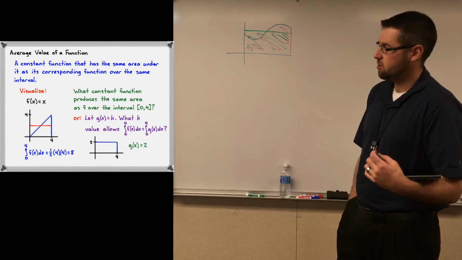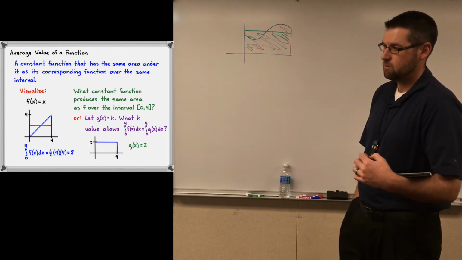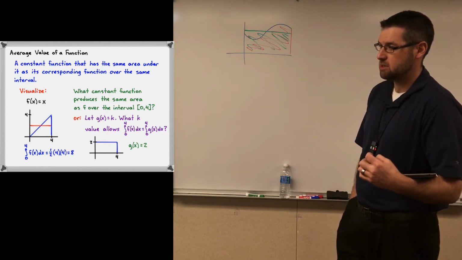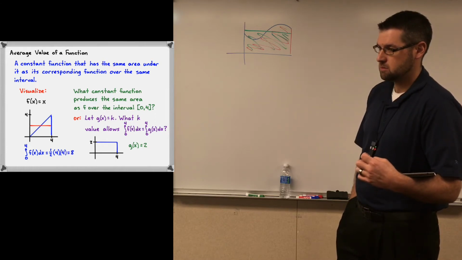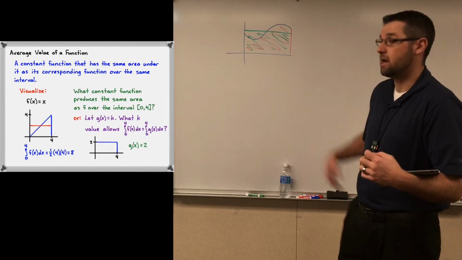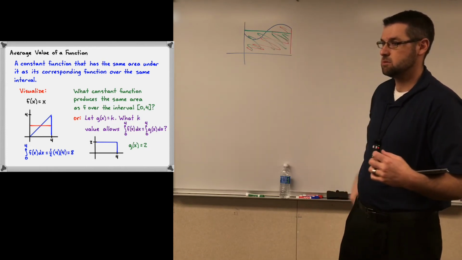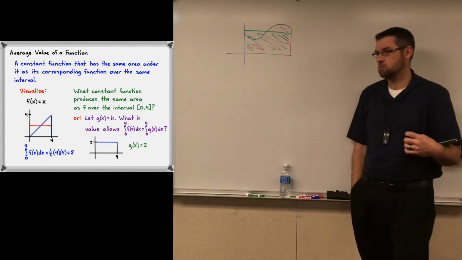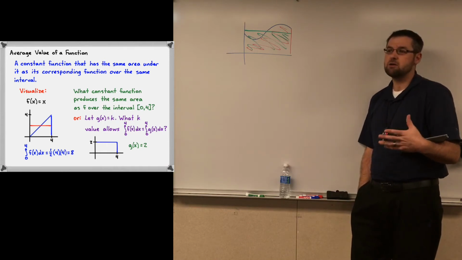Because g of x is supposed to represent the average value of f, which means g of x has the same area under it as f has under it. So g of x is that green? Yeah, in this case, g of x is the green, and f of x would be the blue. So we're looking for a constant that in a way represents the average of the area. It doesn't represent the average area. The areas are going to be the same. It represents the average height.